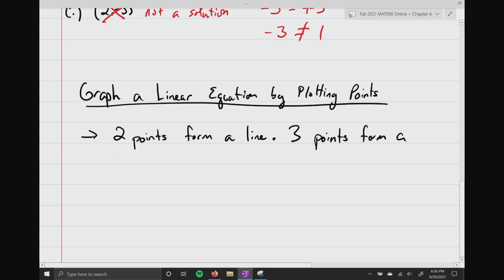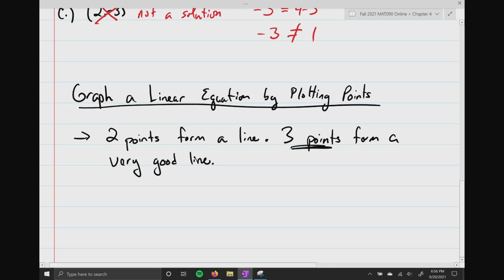Three points form a very good line, which is really dumb when you think about what I'm saying here. But it makes a lot of sense. If you have 2 points, you can graph any line you want. However, if you include a third point, you're almost guaranteed that your first 2 points are correct because everything should lie on a straight line. So that third point is just a nice little way for you to check to make sure everything is correct.